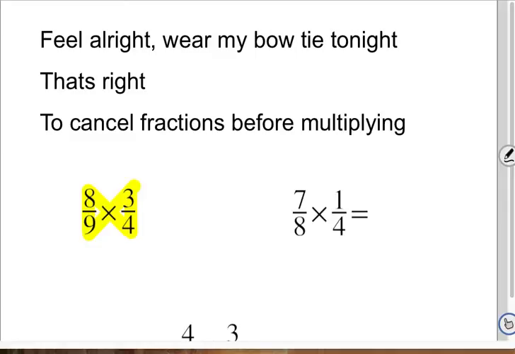Okay? All right. Feel all right. Wear the bow tie tonight. That's right. Cancel fractions before multiplying.